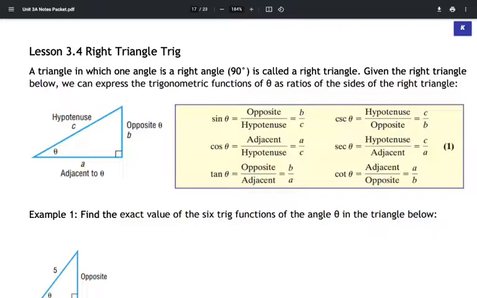Okay, now we're going to do notes on right triangle trig, which you learned in geometry, but these are just reminders, kind of reminding you of SOHCAHTOA.